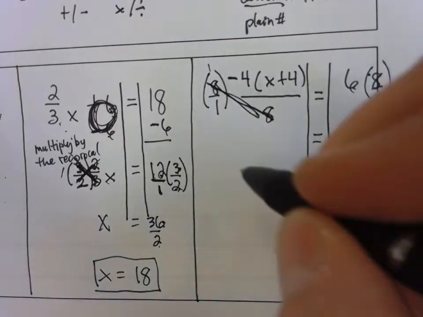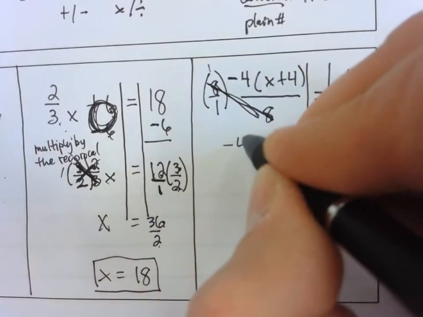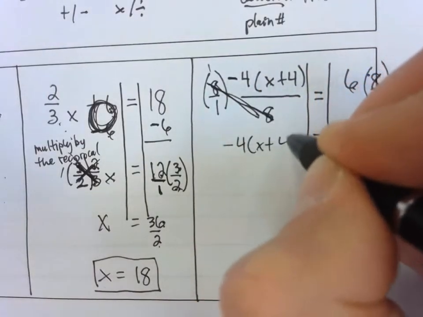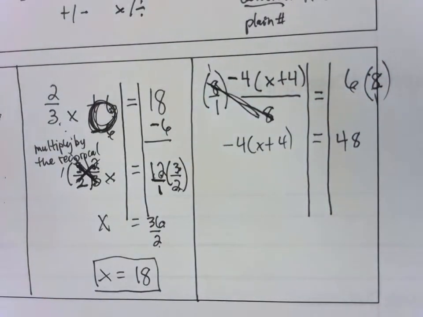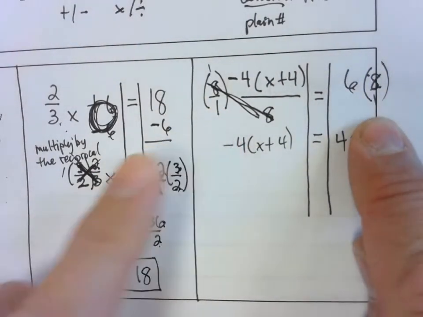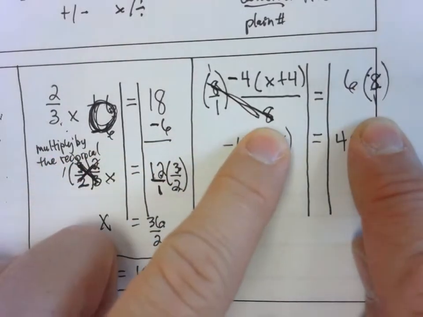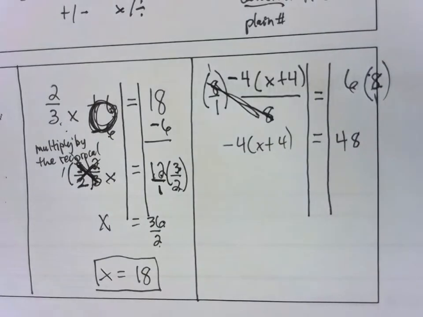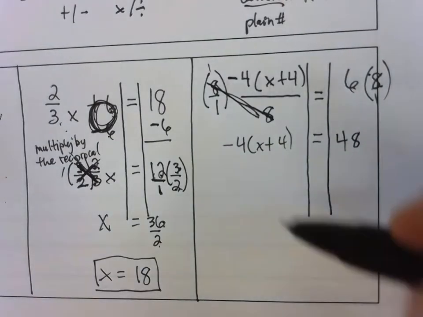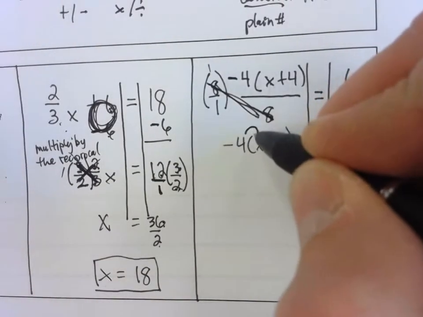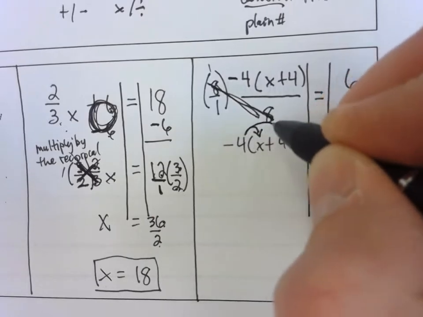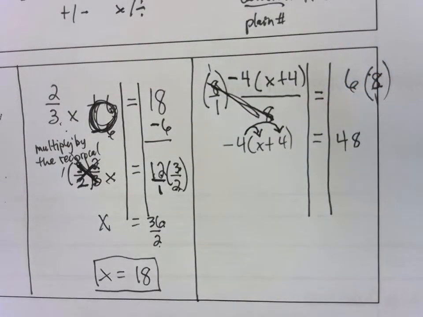Now, I've got -4, and I've got to distribute that here in just a second, to x plus 4 equals 48. So the key to the whole thing right there, again, is what we talked about over here. We want to multiply by the reciprocal. So instead of dividing by 8, I just flip that over and multiply by 8/1. Now let's distribute -4 times x and -4 times 4. We talked about this in yesterday's lesson about distributive property and expressions, okay?